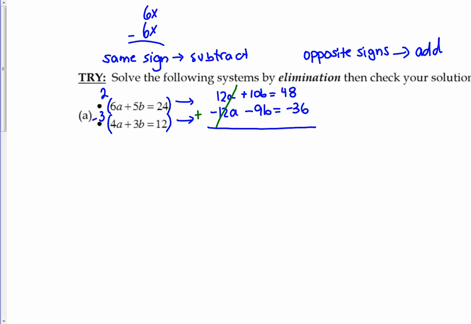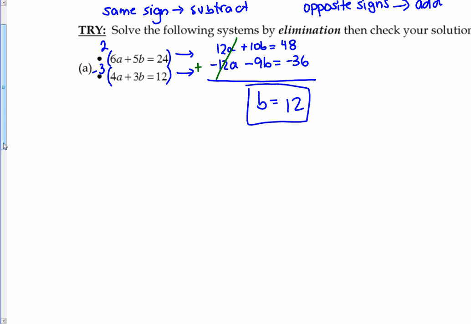Cancels. So we're left with 1b equals 12? Yeah. That was easy. B equals 12. Okay, next step. Sub b equals 12 into either. Which one would you like? Second? Sure. 4a plus 3 times 12 has to equal 12.